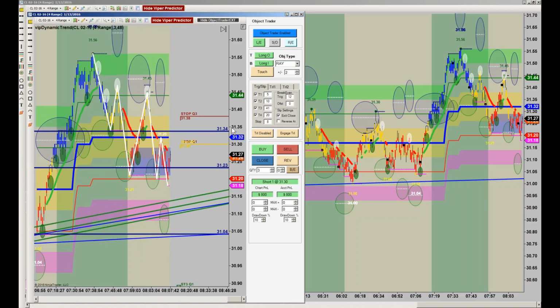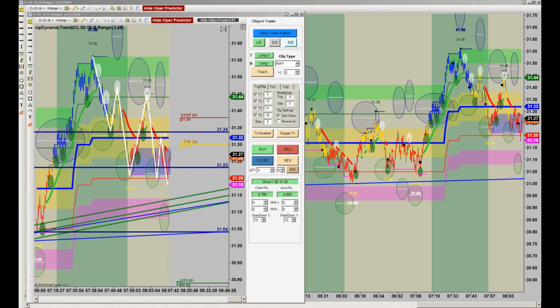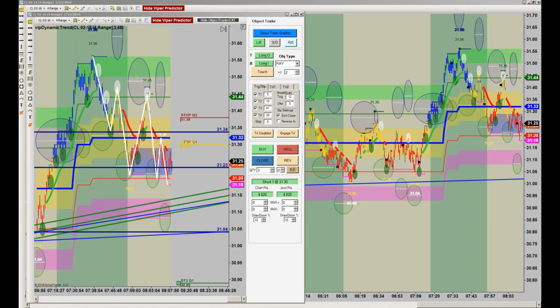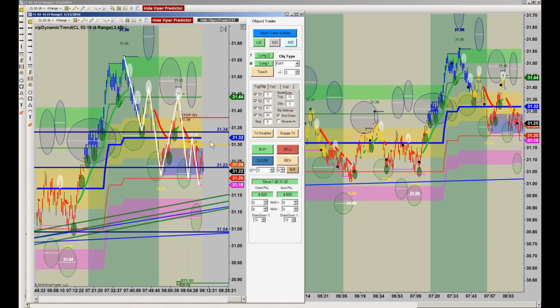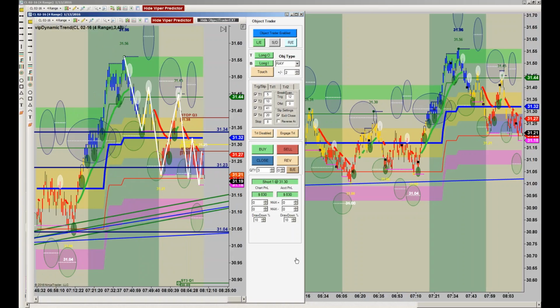Okay, let me just turn this up a little bit. This is a little bit slow. Okay, see, that pretty much did what you want it to do there. See where you can bring your stop now? Just right above that swing with exit on close.